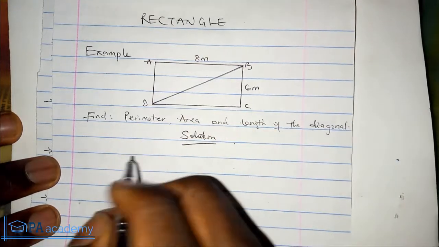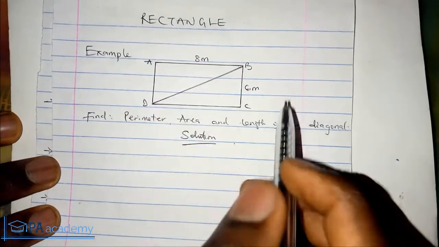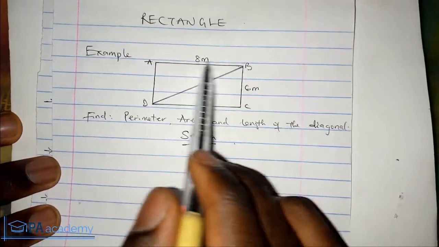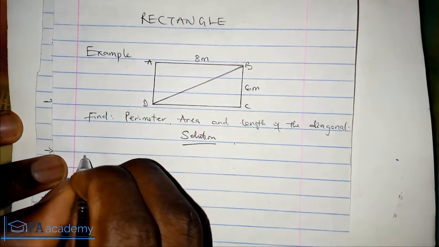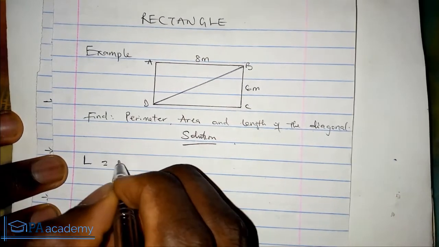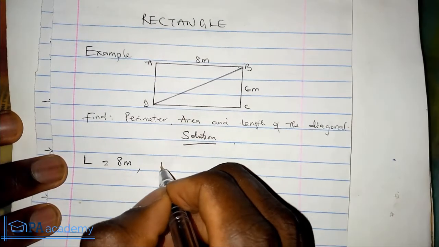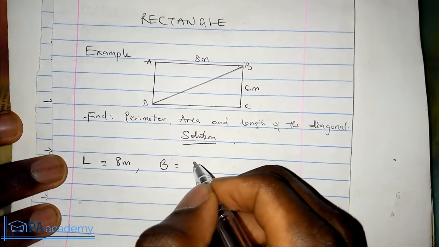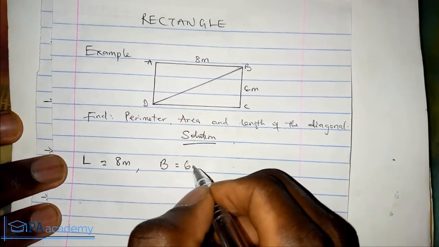So now let's bring out the details from this diagram. From this diagram, we are only given the length and the breadth. So let's write that the length, which is L, as 8 meters, and then we have our breadth, which is B, as 6 meters.